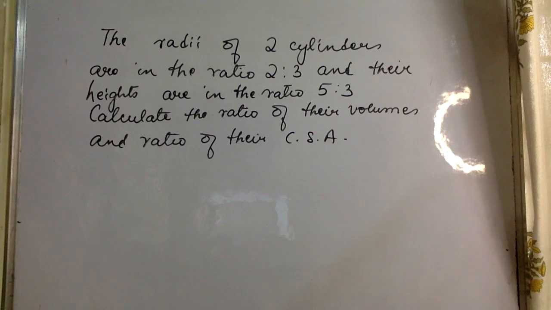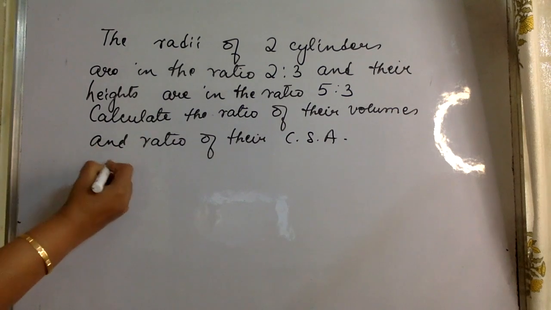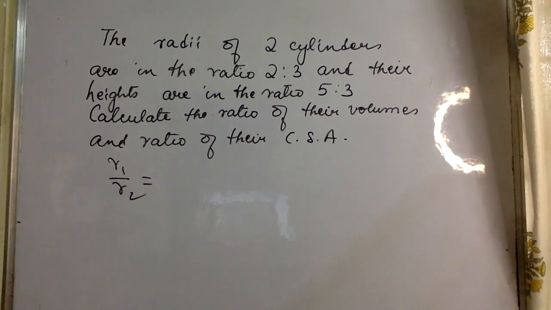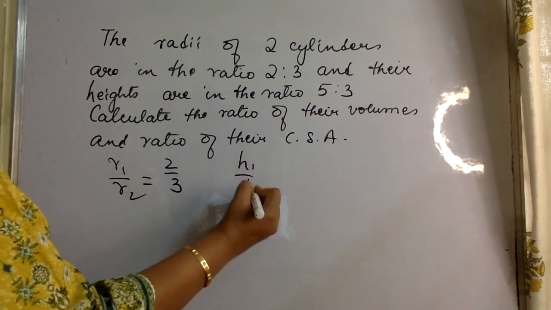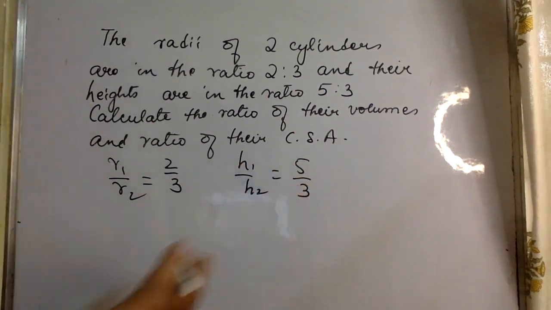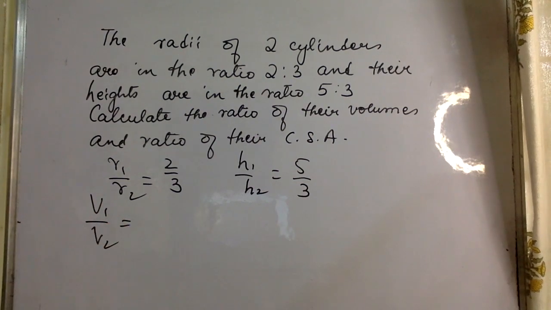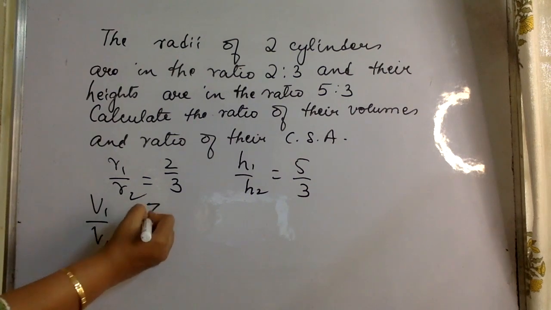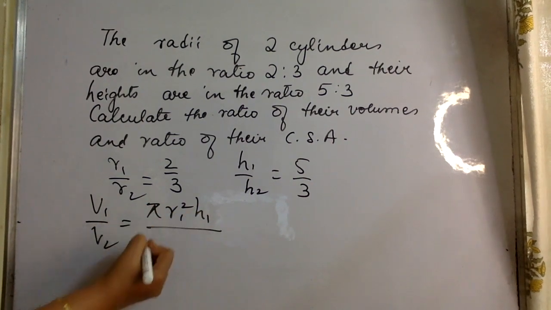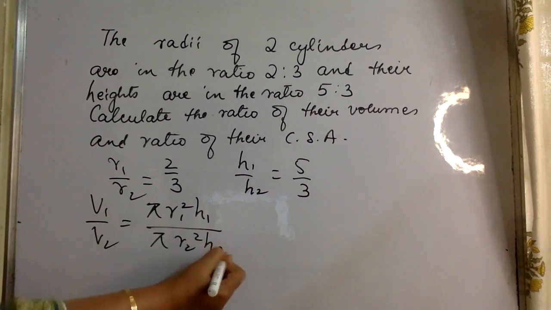The radii of two cylinders are in the ratio 2:3 and the heights are in the ratio 5:3. Calculate the ratio of the volumes and the ratio of their curved surface areas. So if I take the radius, R1 by R2 is 2 by 3, and the height, H1 by H2 is 5 by 3. Okay, and we are supposed to find V1 by V2, that is V1 volume of the first cylinder, V2 volume of the next. That is pi R1 square H1 and pi R2 square H2.